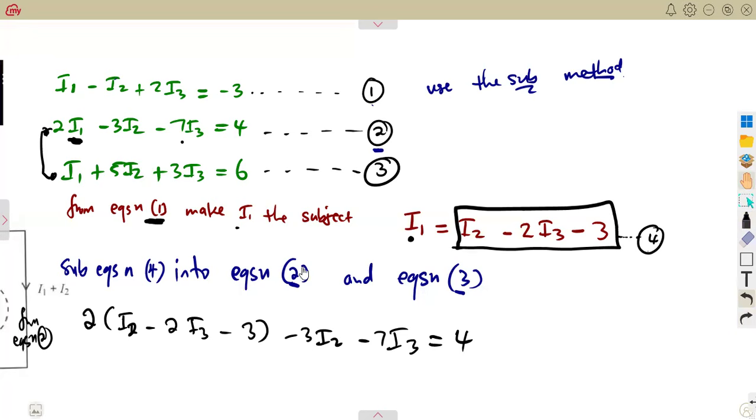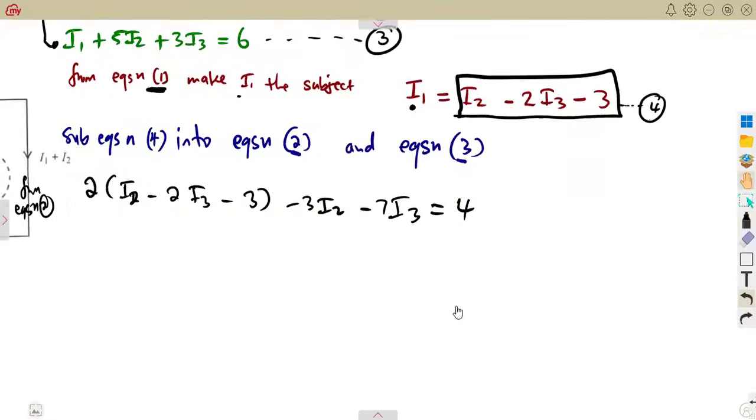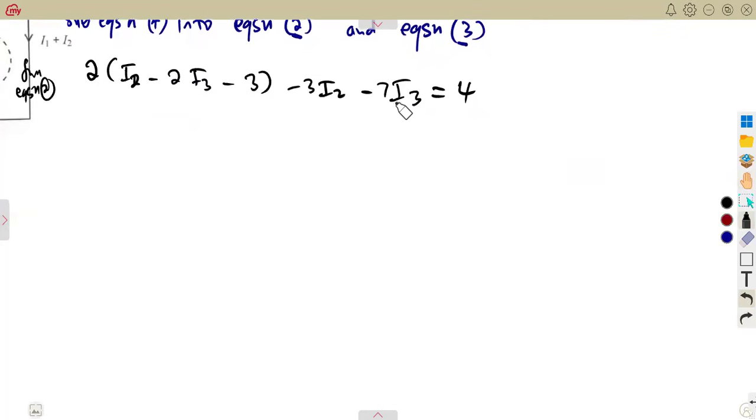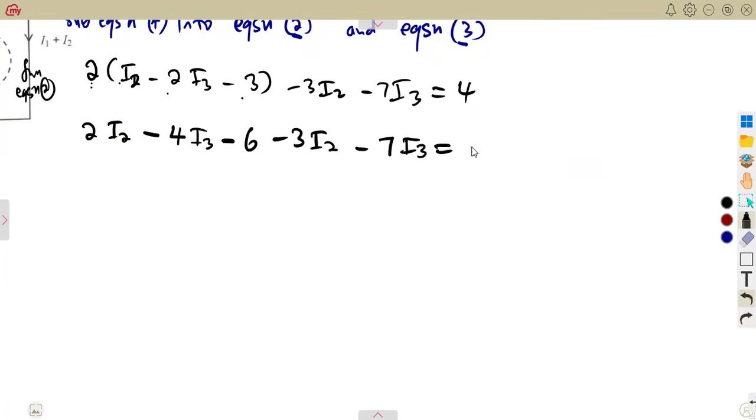Remember, we're supposed to substitute in equation 2 and equation 3. But as you have substituted, guys, just try to simplify. Do not just substitute and leave it like that. As you can see, there are now 2 unknown values, I2 and I3 only. So let's simplify a little bit further. We can expand the brackets by 2. 2 times I2 is 2I2. 2 times minus 2 I3 is minus 4 I3. 2 times minus 3 is minus 6. The rest is as it is: minus 3 I2 minus 7 I3 is equal to 4.